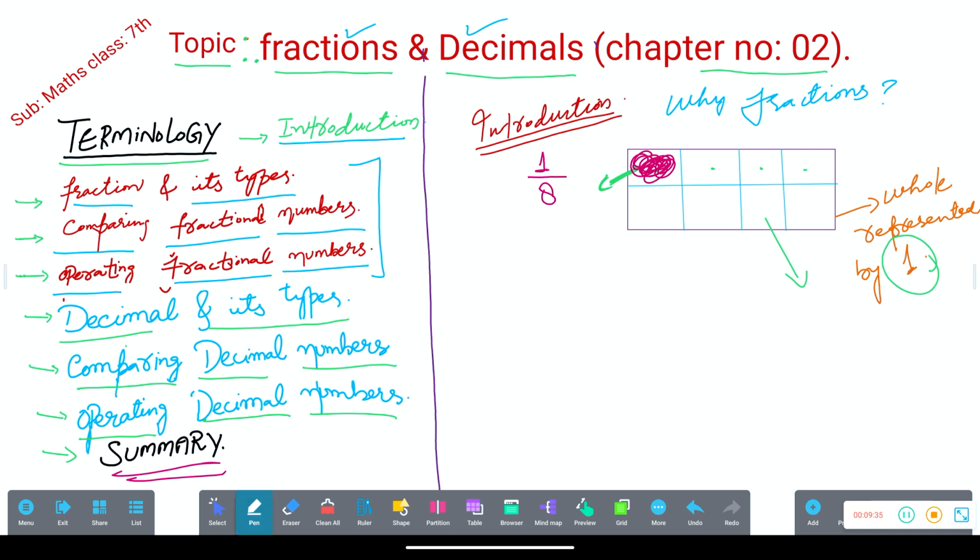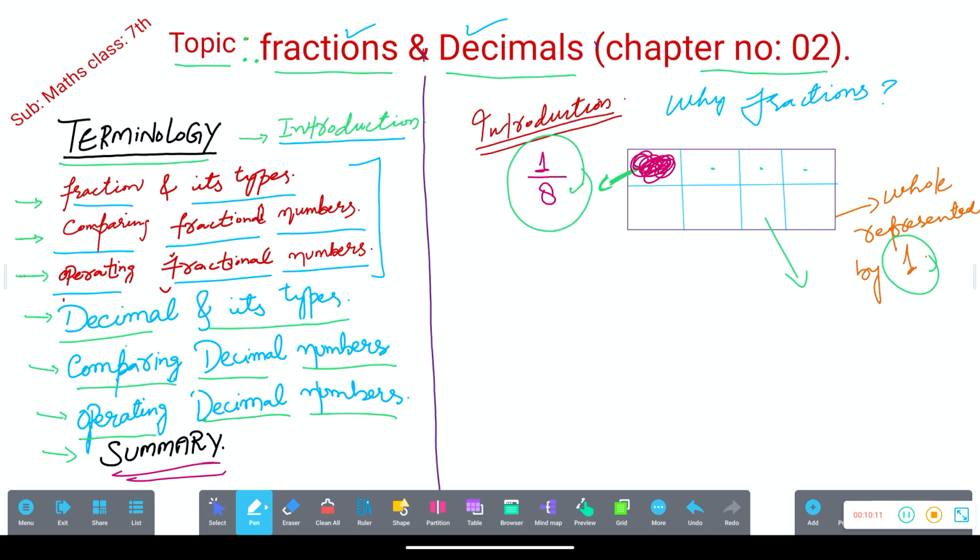So 1 by 8 is a kind of number that you have seen neither on the whole number line, nor on the natural number line. You have never seen 1 by 8 anywhere, because integers are all counting numbers and their negatives, including 0. But this 1 by 8 is neither a counting number, nor the negative of a counting number, nor 0. Then what is this? This is a fractional number.